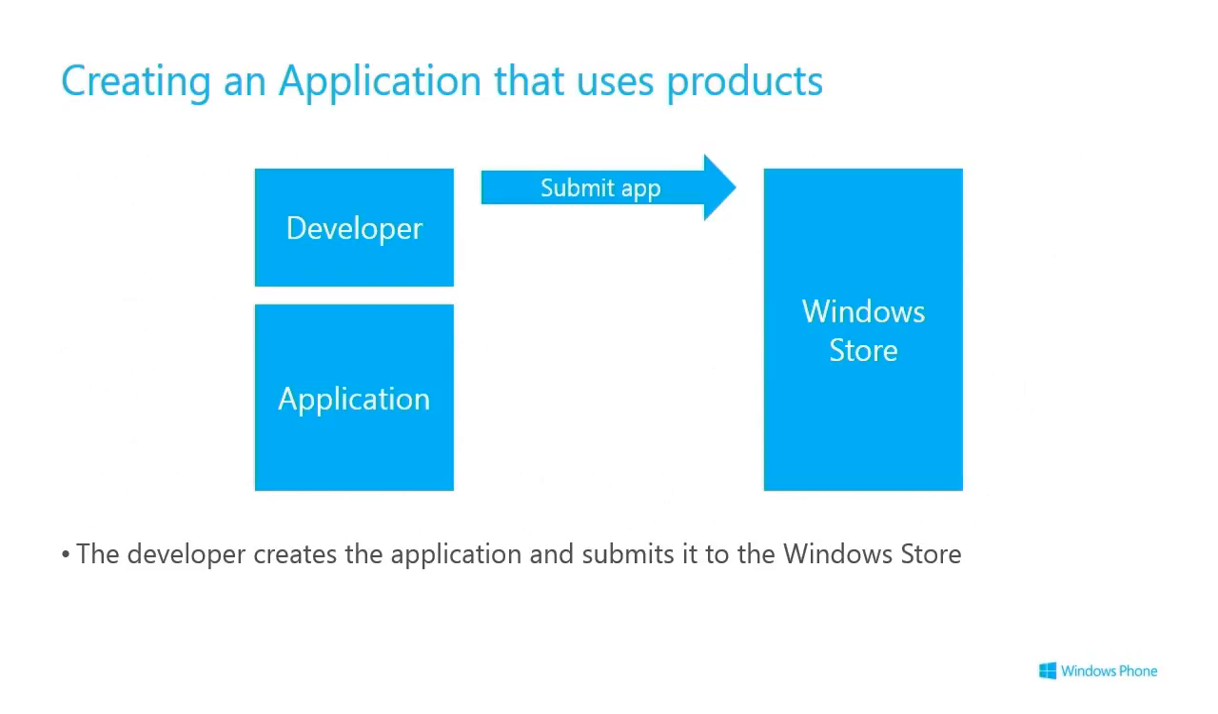So I'm just going to run through the next few slides, the whole end-to-end flow of what happens relating to in-app, how you set this up, the role of Microsoft and the role of you and what the application does. So first of all, you, the developer, create your app in just the same way as you always have done, and you submit it for verification and publishing to the Windows Phone Store using your account in the Dev Center.